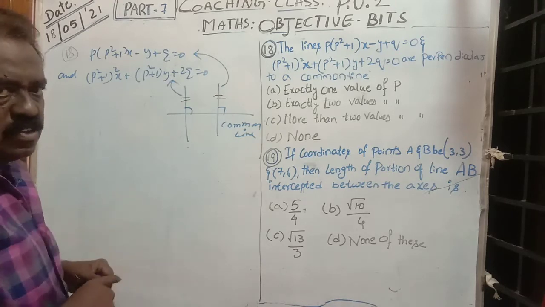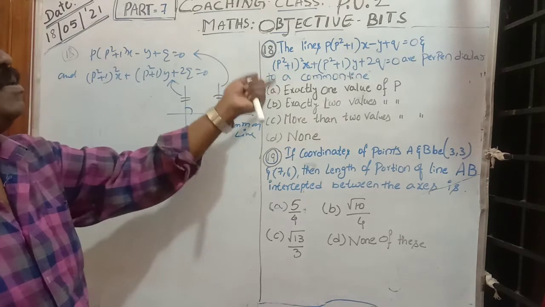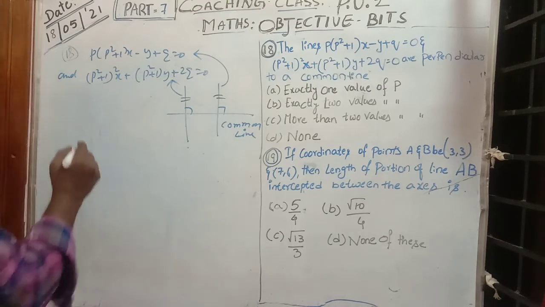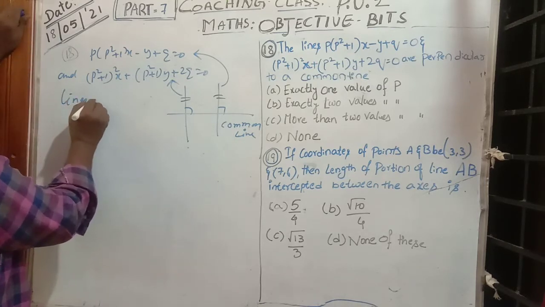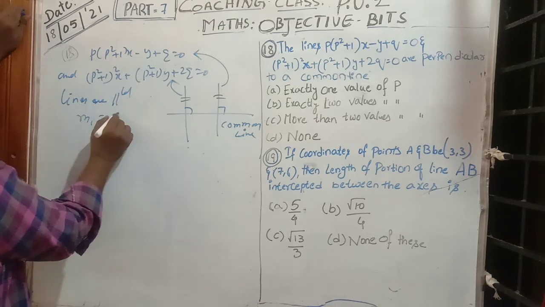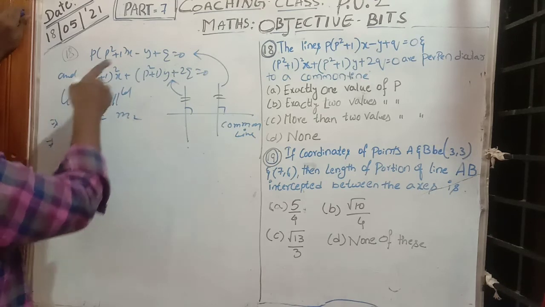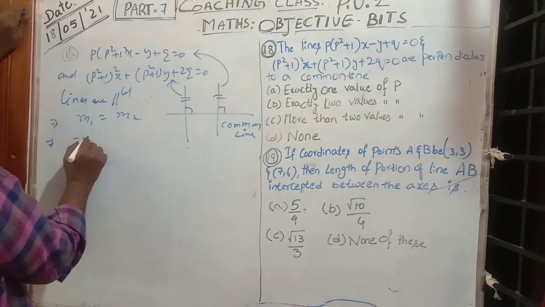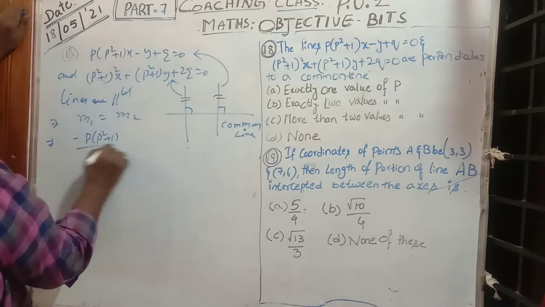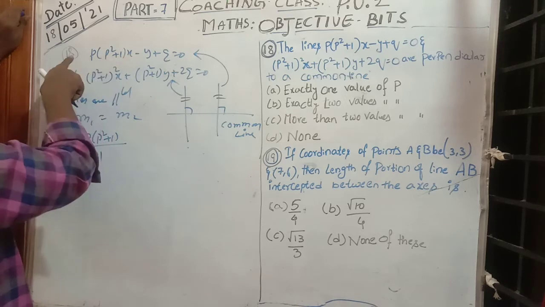But in a hurry, we think that they are perpendicular, so m1 into m2 is equal to minus 1. Like that we will go. But here not that one. Here the lines are parallel, so m1 is equal to m2. What is m1? m1 means the slope of the first line: minus p(p square plus 1) by minus 1. It is minus a by b.